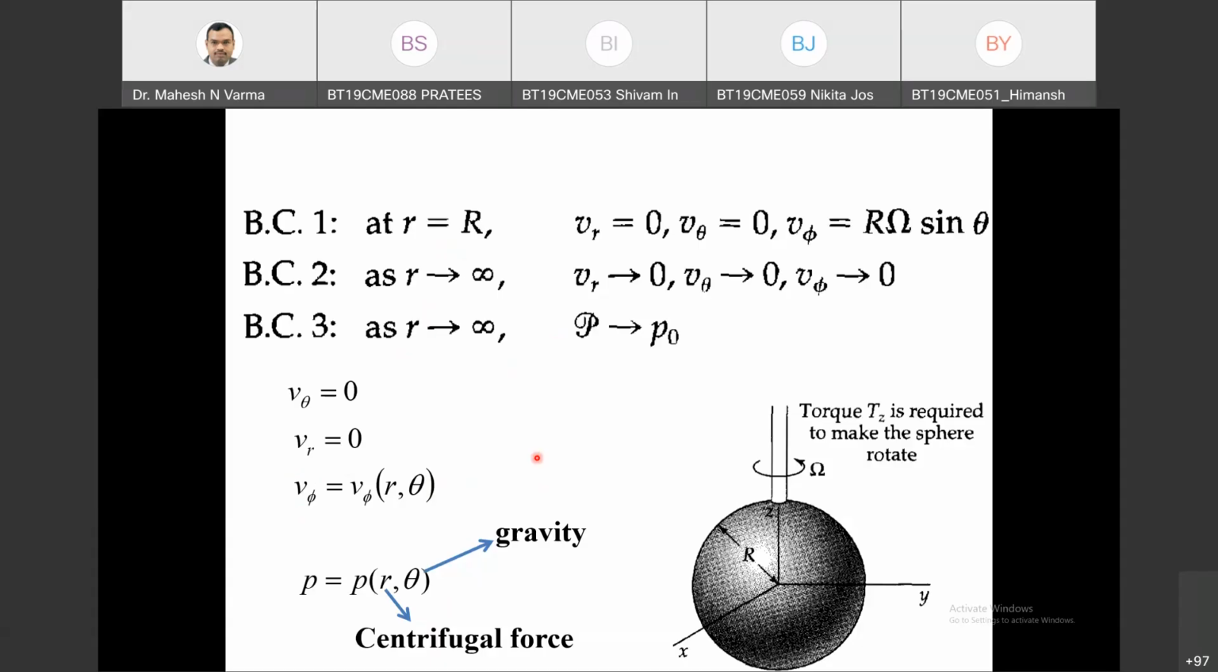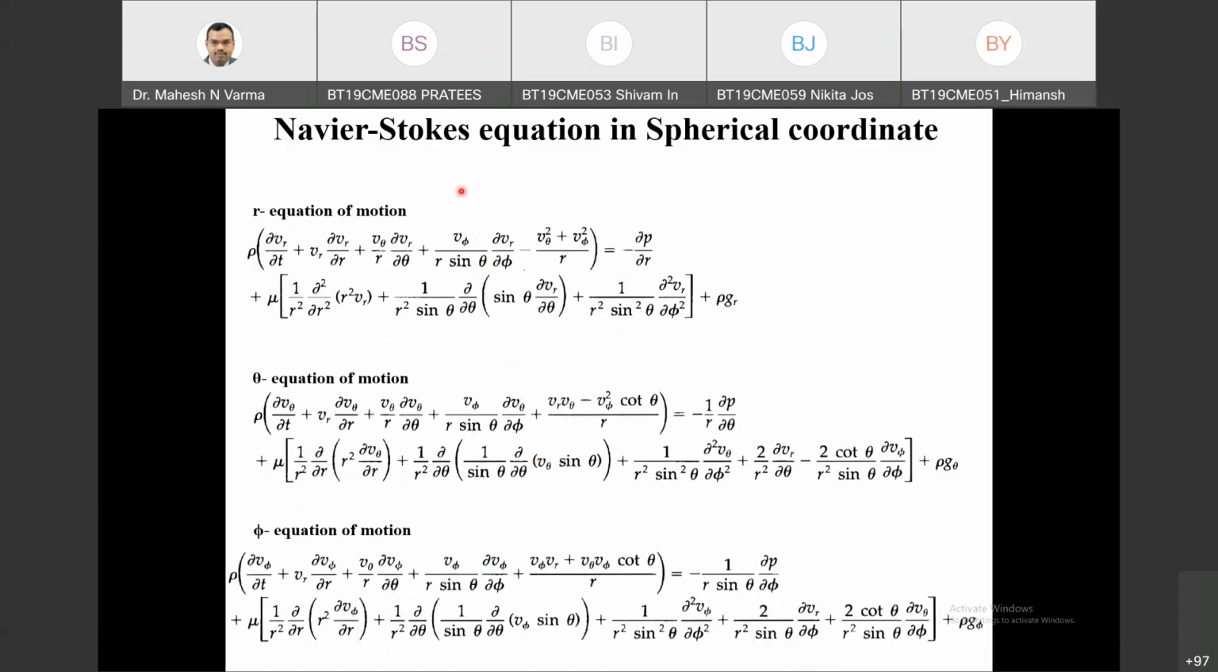So the Navier-Stokes equation can be used. This is the Navier-Stokes equation for the coordinate system. This is the r equation of motion, this is the theta equation of motion, and this is the phi equation of motion. Roll number 72, Mitali. Yes, sir. So what is your expectation? What will you get if we solve this r equation of motion?